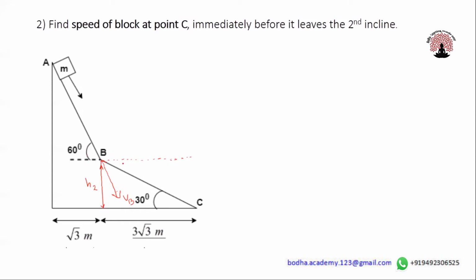So this angle is 60 degrees, which means this angle will also be 60 degrees. Now these two are parallel, so if this angle is 30 degrees, this angle will also be 30 degrees. Therefore, this angle will be 60 minus 30, that is 30 degrees. So the velocity in this direction is VB. Now we want to find the velocity in the direction BC.